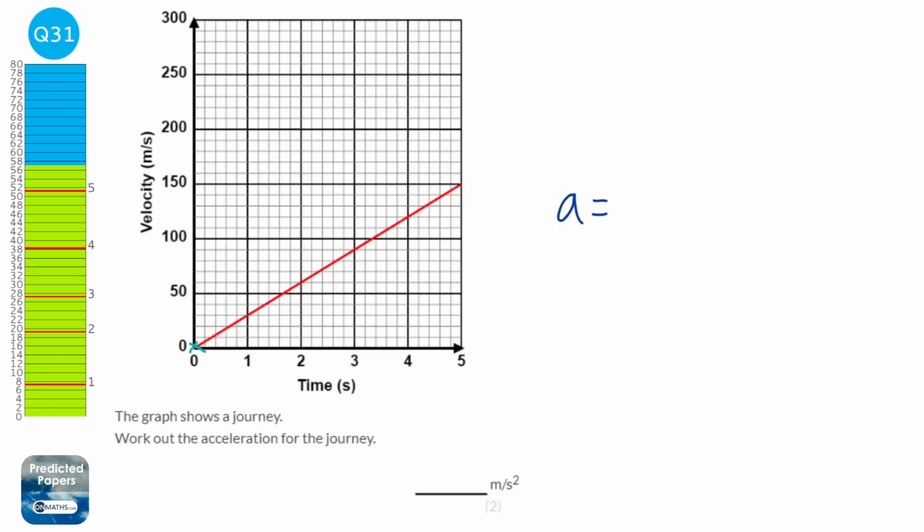Acceleration is change in velocity over change in time. So change in velocity, where it starts at 0 and goes up to 150, so that would be 150, over the change in time. Well, the time starts at 0 and goes up to 5, so that's 5. And so 150 divided by 5 is 30. The velocity is in meters per second, the time's in seconds, so the units will be meters per second squared. So it's 30 meters per second squared.